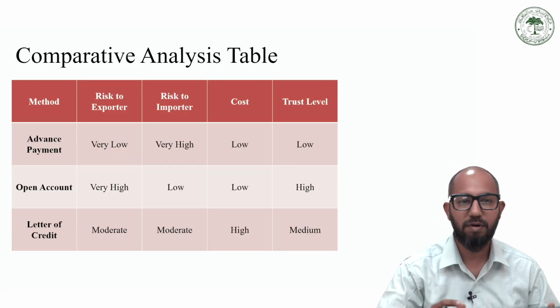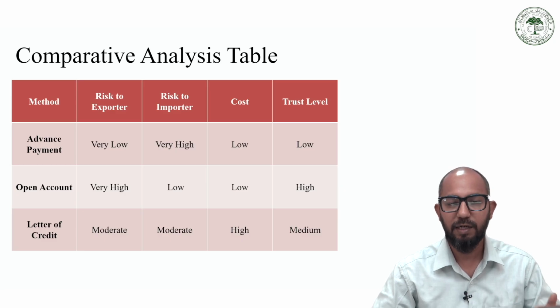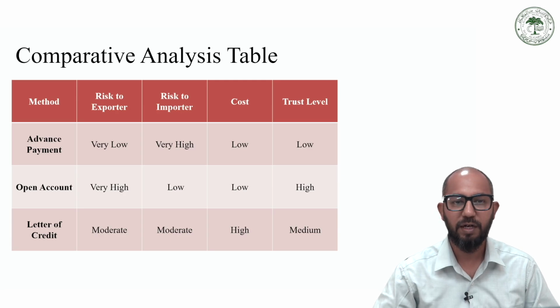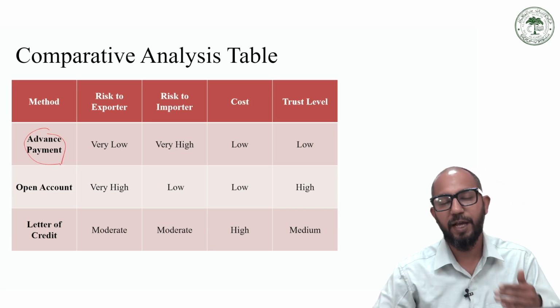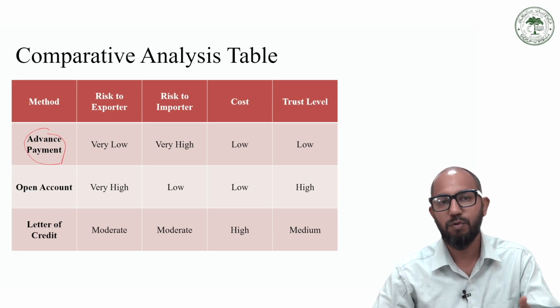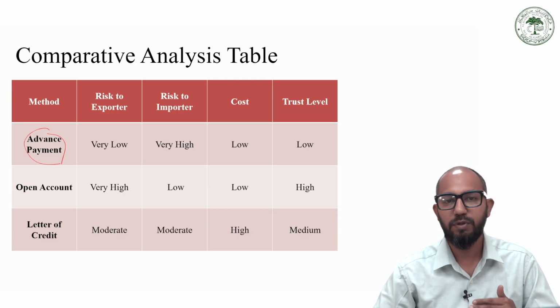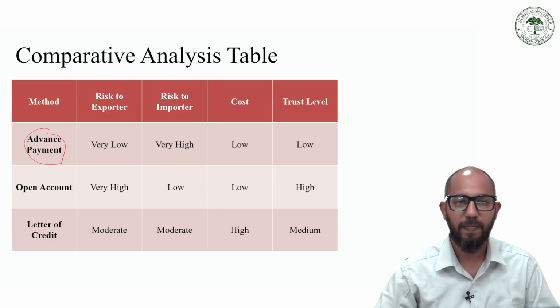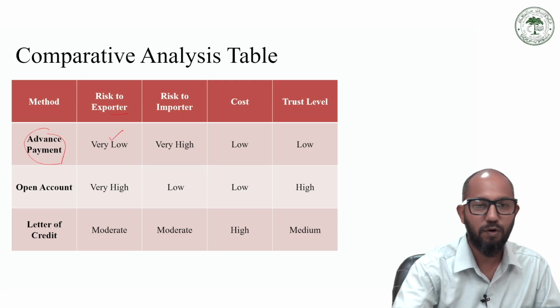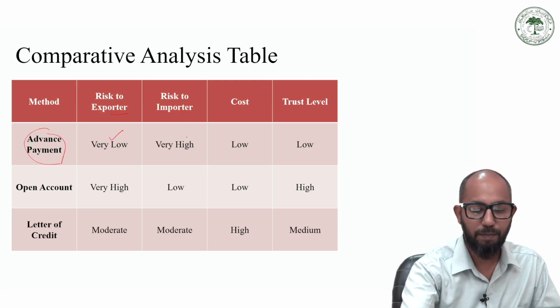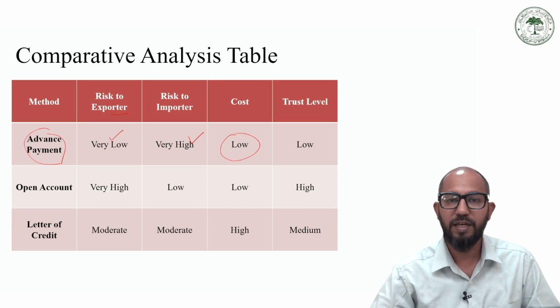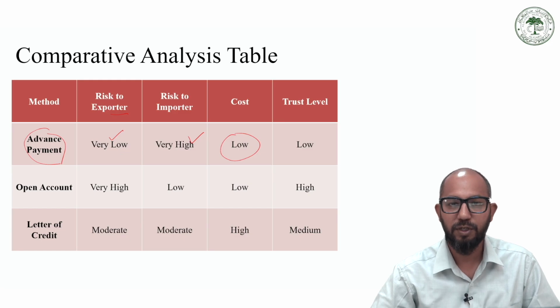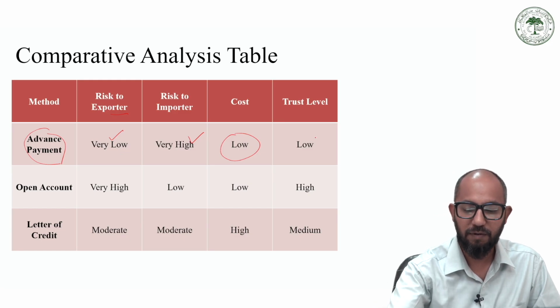Dear students, let us try to now compare which method of payment requires what level of risk to all the parties that are included in export-import. The first method is advance payment, in which the exporter receives money in advance before the goods reach the destination or before the goods are even shipped from the origin. The risk to exporter is very low because money is already received. The risk to importer is very high because goods have not been received. The cost is low because any extra documentation and involvement of financial institution is not required. The trust level is low.